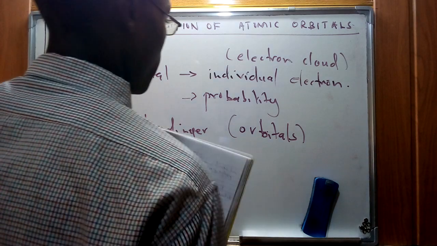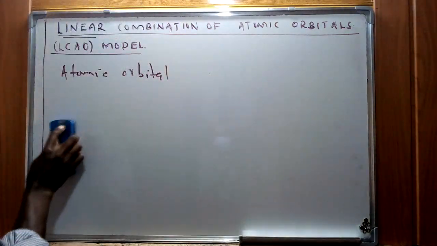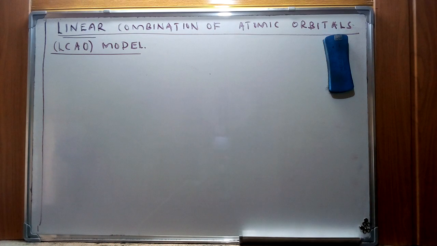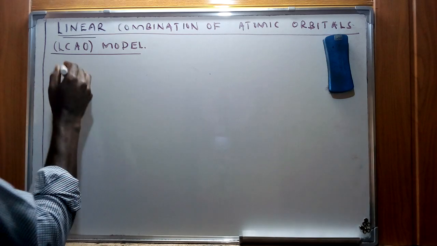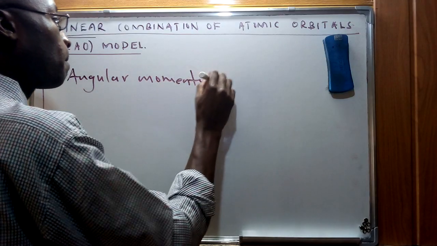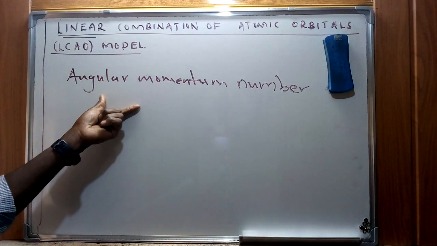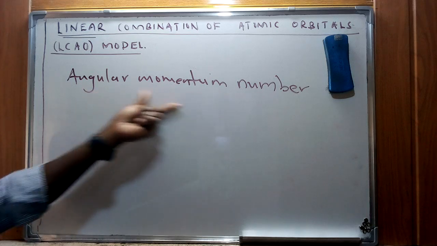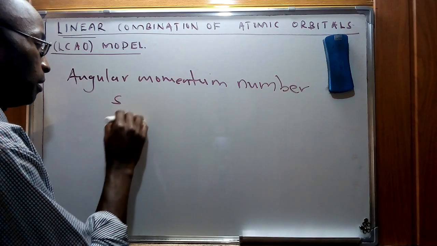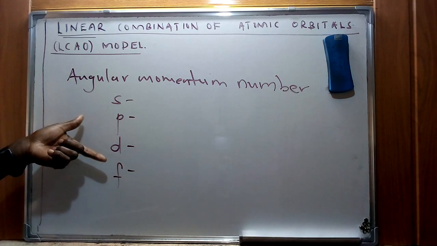Now, we mentioned the different types of orbitals, particularly the 4 different types, and we said that these orbitals are given by the angular momentum number, from the different types of quantum numbers that we had discussed in one of our videos. So the angular momentum number gives us different orbitals, and we have the s, p, d, and f orbitals that we had discussed in an exclusive way.